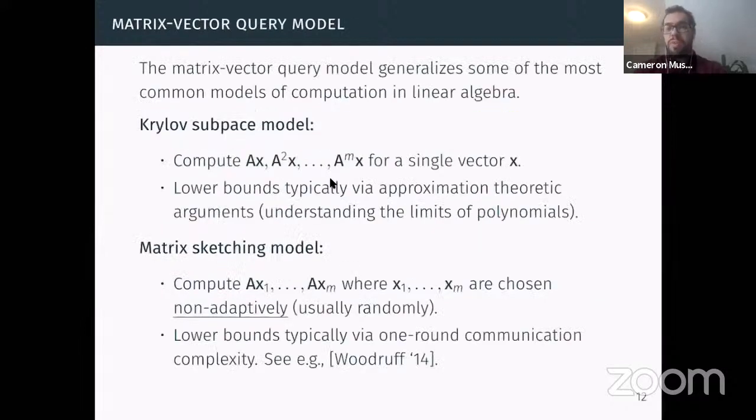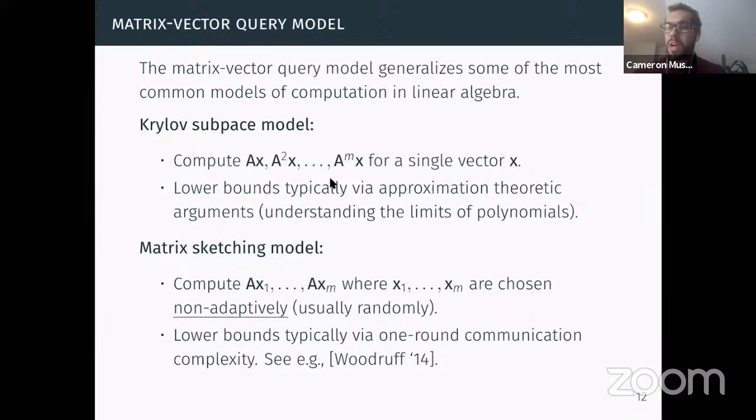And the reason we care so much about this model is that the matrix vector query model generalizes some of the most common models of computation in linear algebra. In particular, two that I work a lot on are, first, the Krylov subspace model. In Krylov subspace methods, if you ignore exactly how you compute it, you're computing something mathematically equivalent to computing A times x, A squared times x, all the way up to A to the m times x for some starting vector x. So you're computing these vectors which span the m-dimensional Krylov subspace of A applied to x.